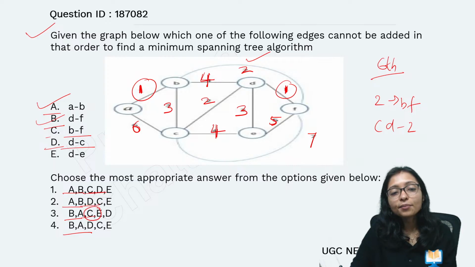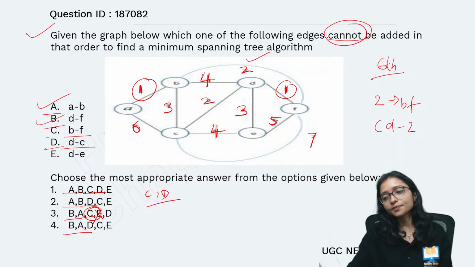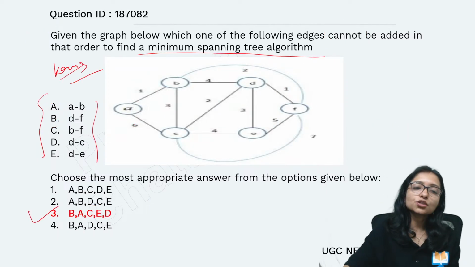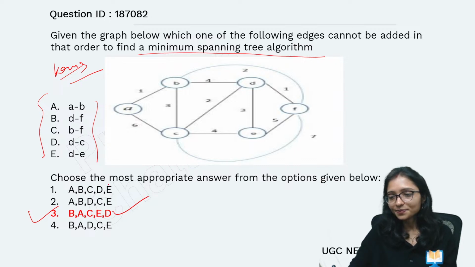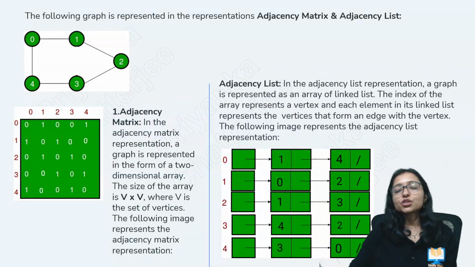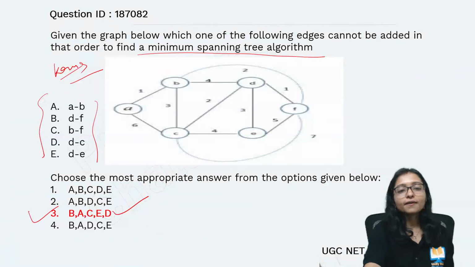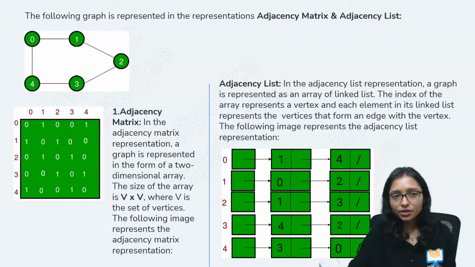But here it is coming CE. That is not possible. Either C or D is possible after AB, but E is not possible. So the question was asking which cannot be added. Cannot be added. That's why this is your answer. Right? Clear? Okay. I hope it is clear to everyone. So you must do these conceptual questions, this type of conceptual question you can get.